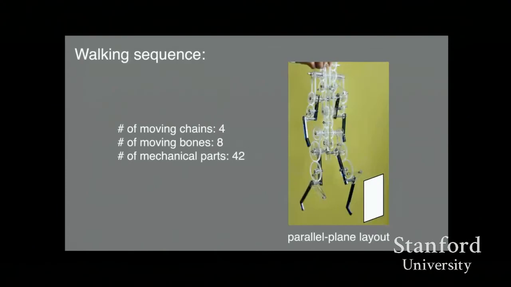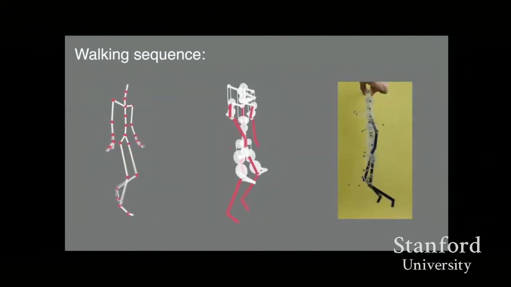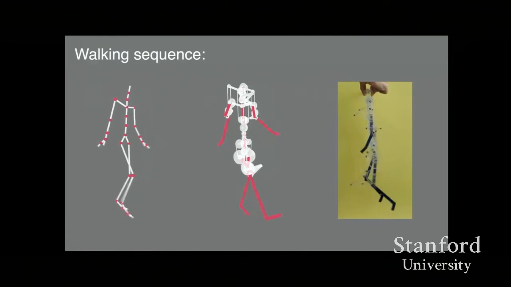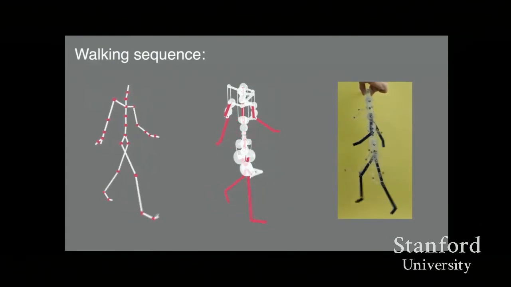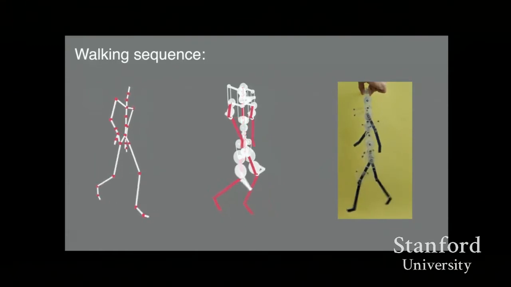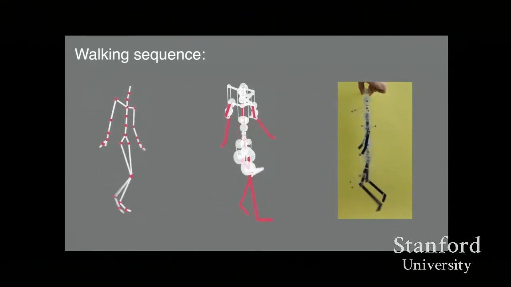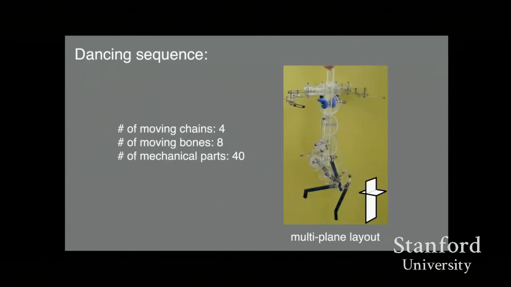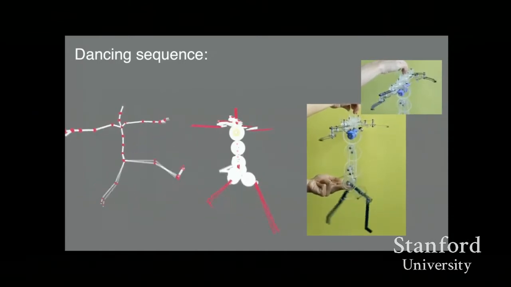On the fabrication side, this is the walking example that you saw earlier. We laser cut all these different parts, including the limbs, and then we were able to fabricate this example. We're driving it here with a motor at the top. It's kind of hidden, but it's being driven from the top. And then in a moment, the second sequence, the dancing sequence, has two different planes of motion. The arms move this way, and the legs move in another plane. So that's this example here.